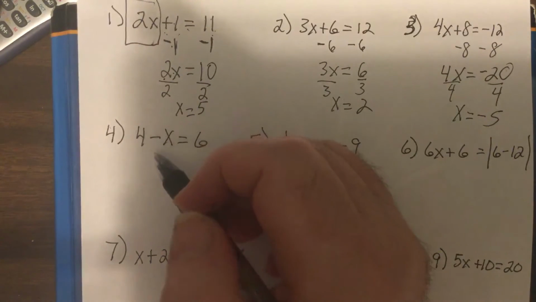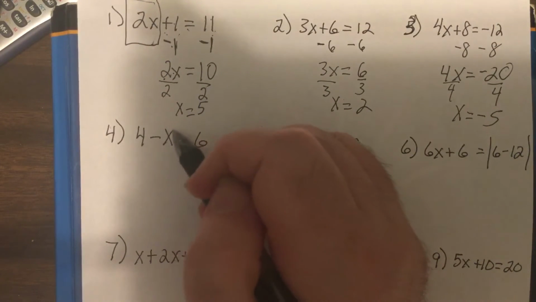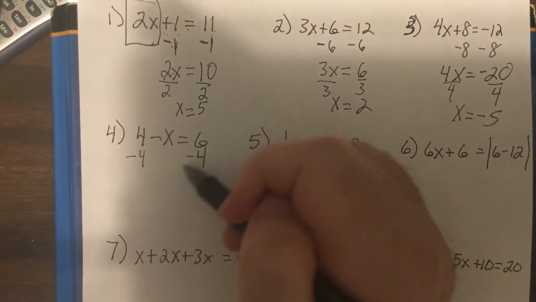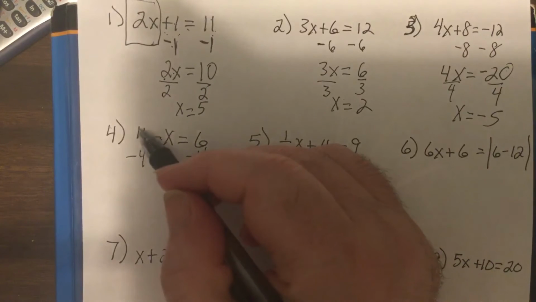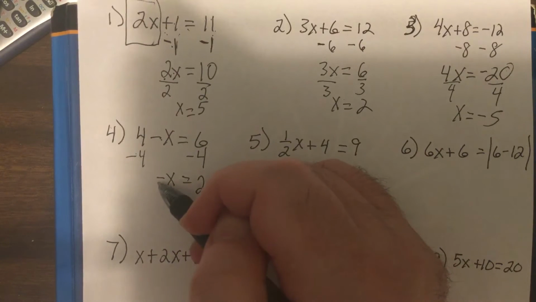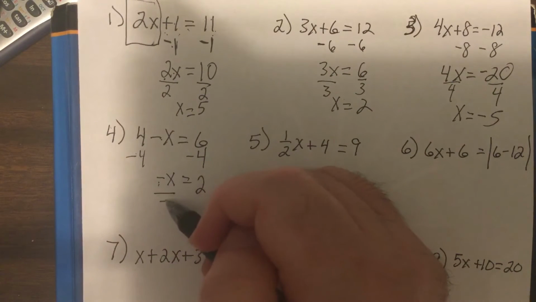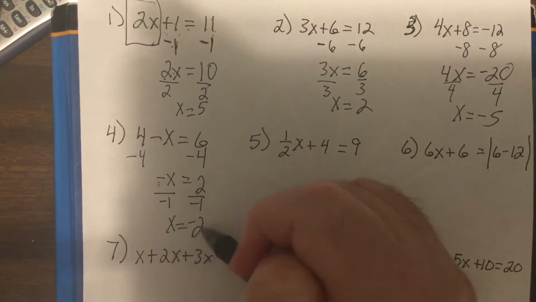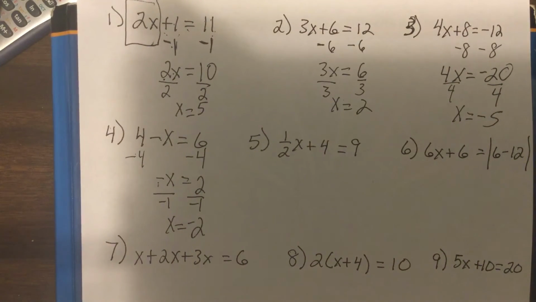So this one, oh, super tricky. Want to get the minus x by itself. Now, most people lose the minus, but be careful. So I'm going to subtract 4. 4 minus 4 is 0. 6 minus 4 is 2. So I want to get rid of the negative, so I'm going to take the opposite. So x equals negative 2.